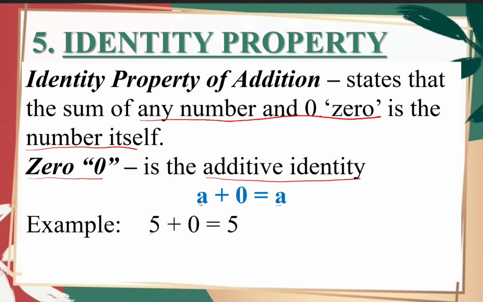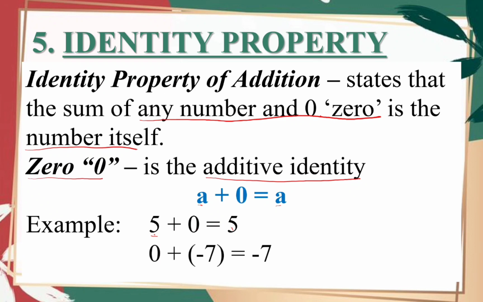So, for example, we have 5 plus 0. So, yung inadd natin sa 0 ay 5. Kaya ang sagot ay 5 din, number itself. So, that is 5 plus 0 is equal to 5. That is identity property of addition. Kung ano yung inadd natin sa 0, yun din ang sagot, the number itself. So, 0 plus negative 7, of course, the answer is negative 7. So, that is identity property of addition. So, again, 0 is what we call the additive identity because it doesn't change the identity of the number added to 0.